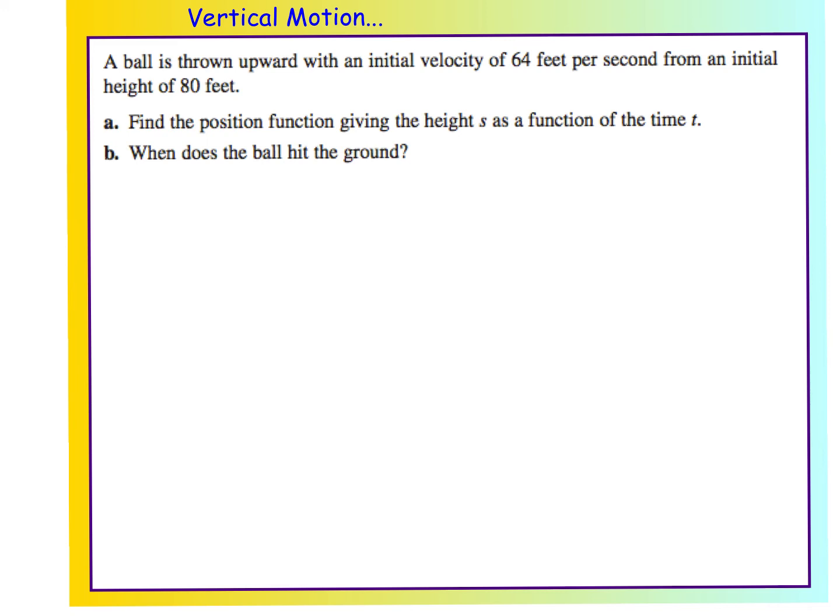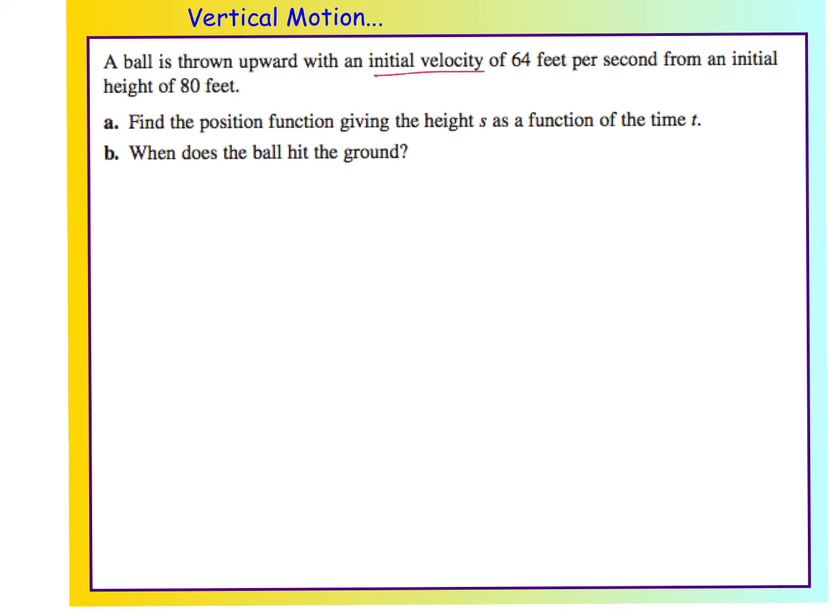A ball is thrown upward with an initial velocity of 64 feet per second from an initial height of 80 feet. Find the position function giving the height as a function of the time t. All right, fantastic. Thank you so much.